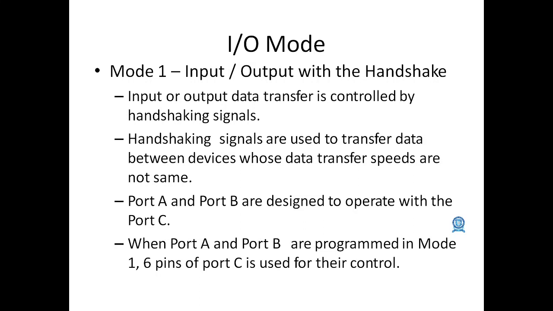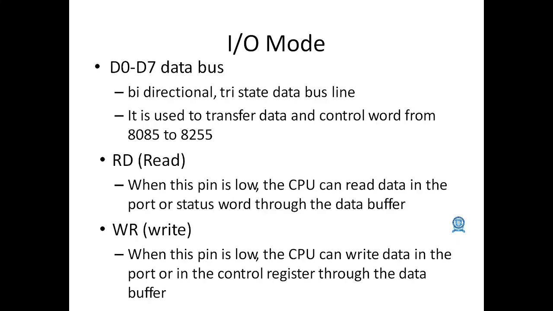Mode 1, input output with handshake. Input or output data transfer is controlled by handshaking signals. Handshaking signals are used to transfer data between devices whose data transfer speeds are not the same. Port A and port B are designed to operate with port C. When port A and B are programmed in mode 1, 6 pins of port C are used for control. D0 to D7 data bus is a bidirectional tri-state data bus line. It is used to transfer data and control word from 8085 to 8255.